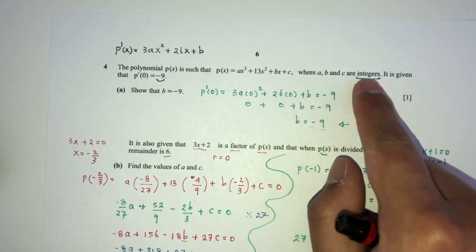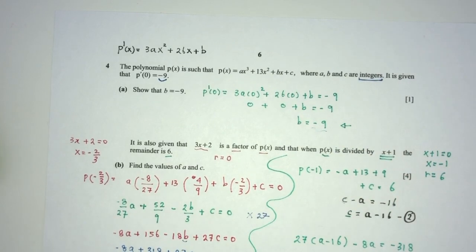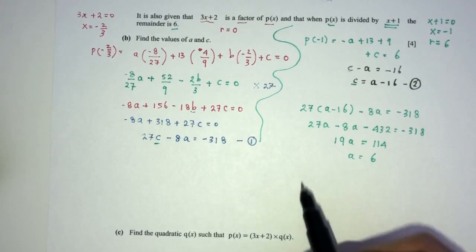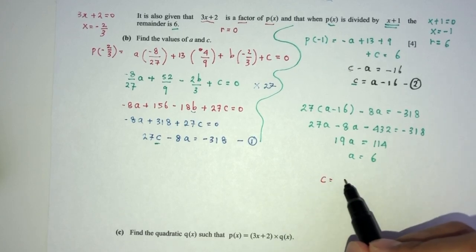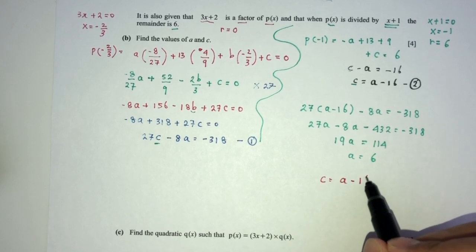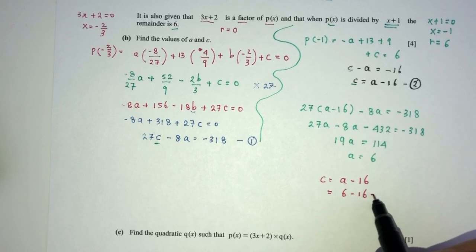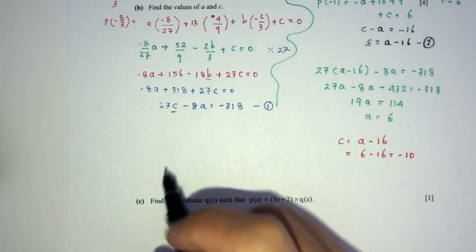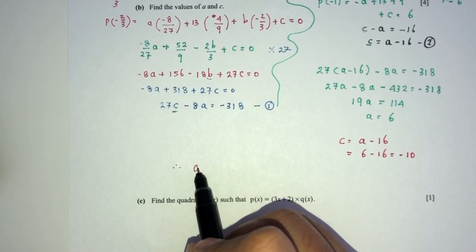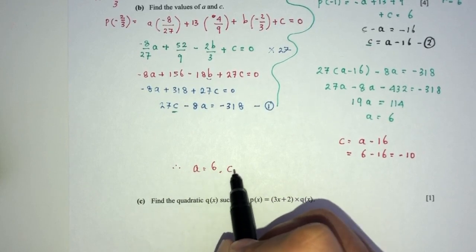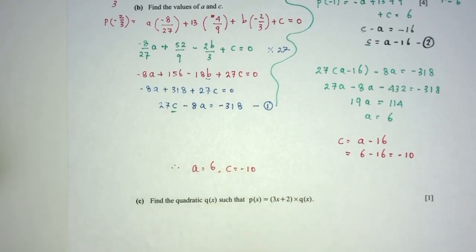Now what else? Again, you can see here, it tells you a, b, and c are integers. So if you get something as in fractions, you know it is wrong. It will have to be whole numbers, right? So finally find c. C will have to be a minus 16. A is 6, minus 16 will be minus 10. So from here we do realize that a is equal to 6 and c will be minus 10. So both are integers, which is a confirmation of your good answer.